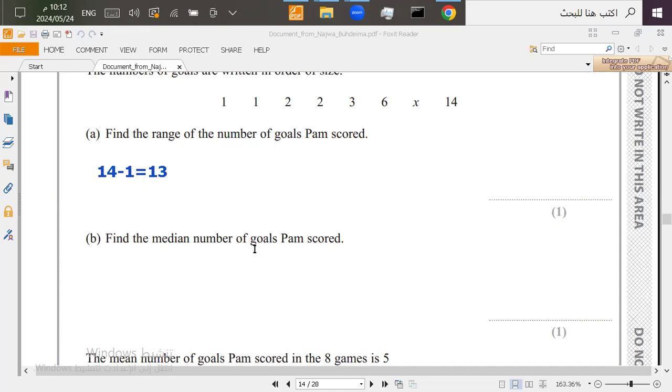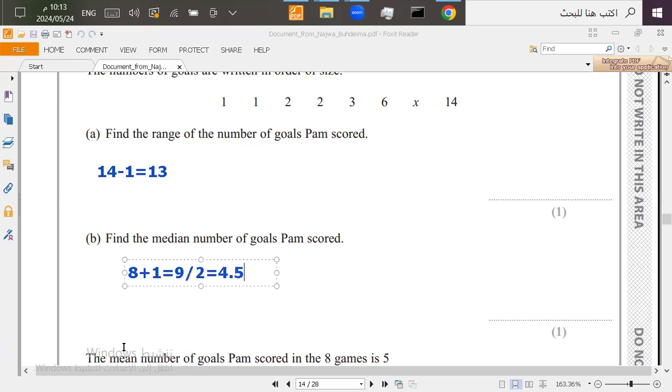Find the median number of goals Pam scored. The median means the number in the middle. Now the data here is what? Is 8. All of them are 8. And we take the 8 to find the median. We take the 8, add 1 to it, and then it equals 9, and then divide it by 2 equals 4.5.